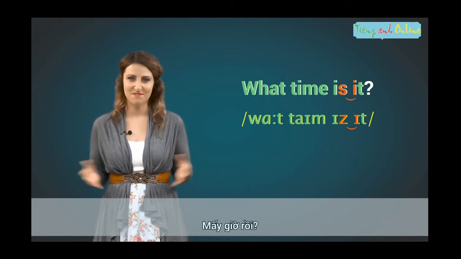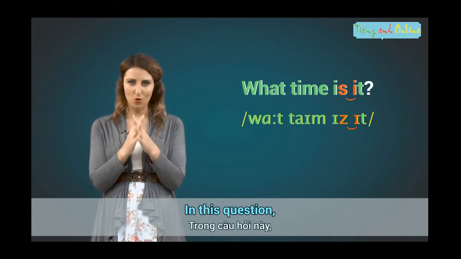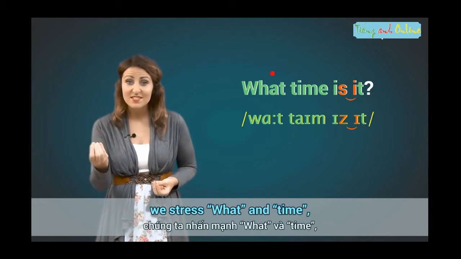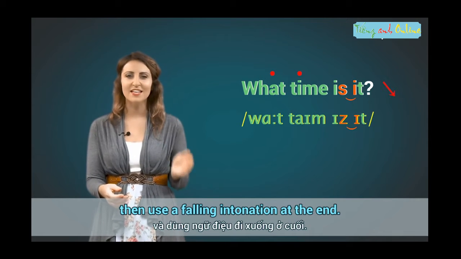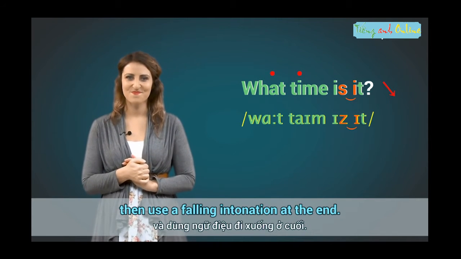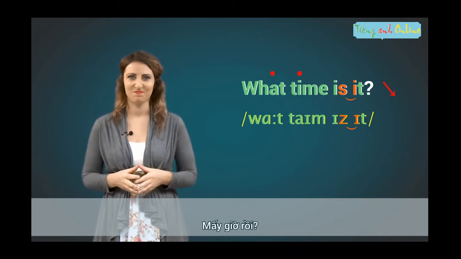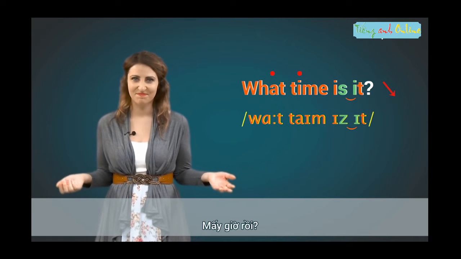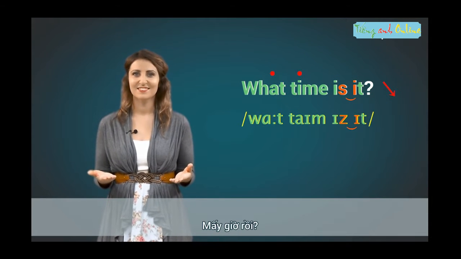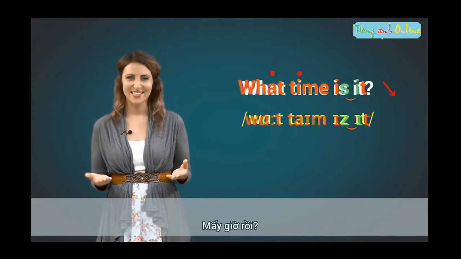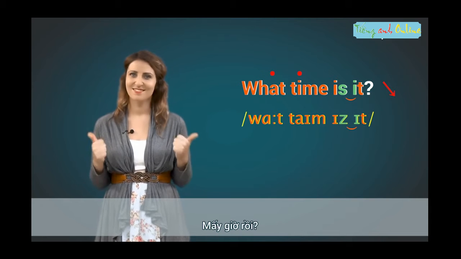Now, let's try the whole sentence. What time is it? In this question, we stress what and time. Then, use a falling intonation at the end. What time is it? Now, can you say it? What time is it? Very good.